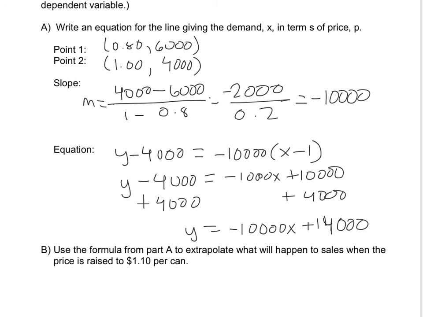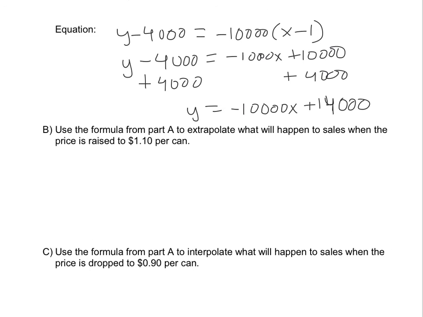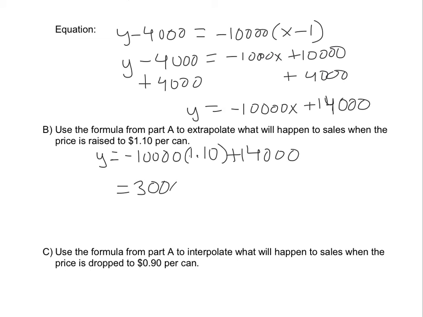Okay? So it says use the formula from part A to extrapolate what will happen when the sales price is raised to $1.10 per can. So what that means we have to do here is y equals negative 10,000 times 1.10 plus 14,000. So go ahead and calculate that. You should get 3,000 cans. Okay.